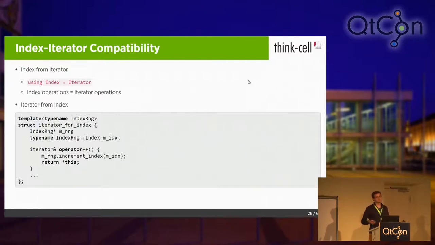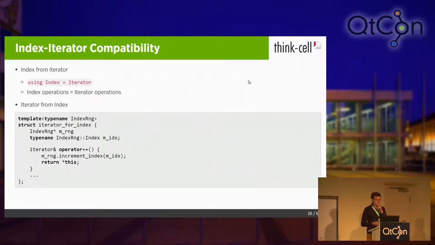And so whenever you have an index range, it's kind of trivial to implement iterators for them. It's boilerplate. You can do it automatically. So you have iterator for index. It just has a pointer to the range, and it stores the index type of that range. And if you have something like an increment operator, it just calls the range with increment index of that index. Okay, so easy enough. So that's not a problem. Whenever we are now doing index ranges, you can use them with iterators, no problem.